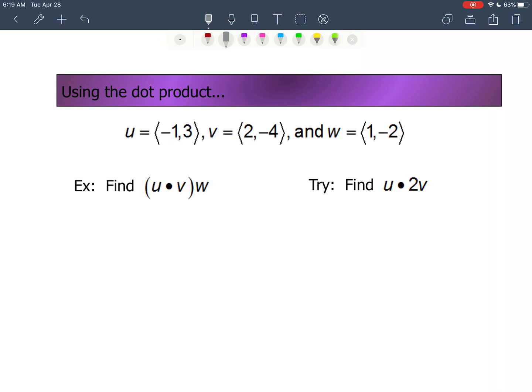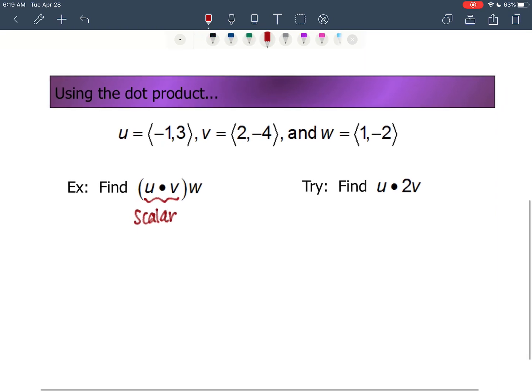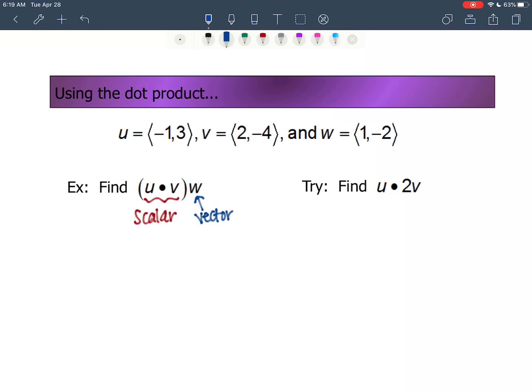Okay, we're going to use the dot product here. We have three vectors, vector u, vector v, vector w. We are going to find u dot v, and then we're going to take that result times the vector w. Well, u dot v is a dot product, which is going to result in a scalar. W is a vector. When I take a scalar and I multiply it through to a vector, the result will be a vector.